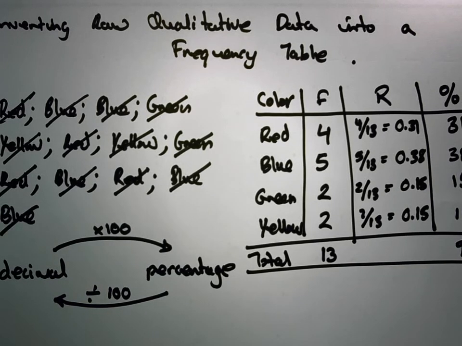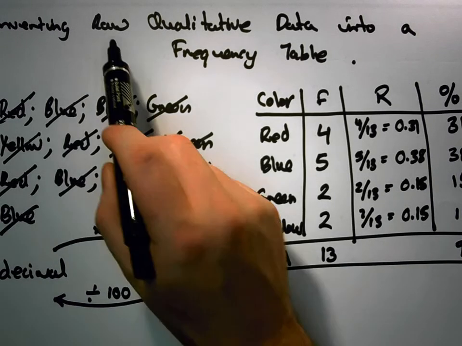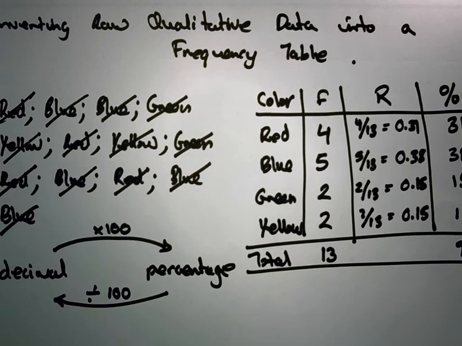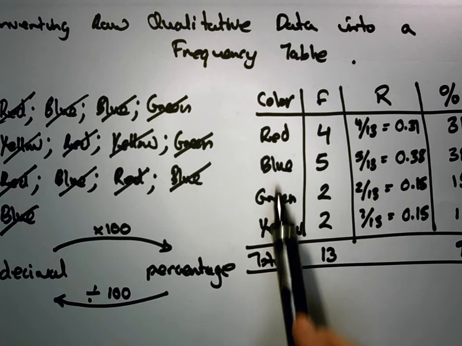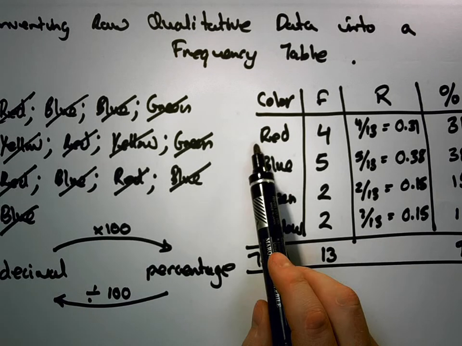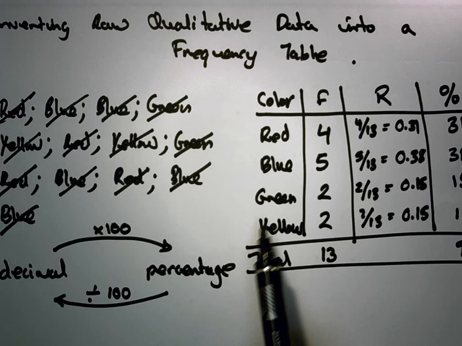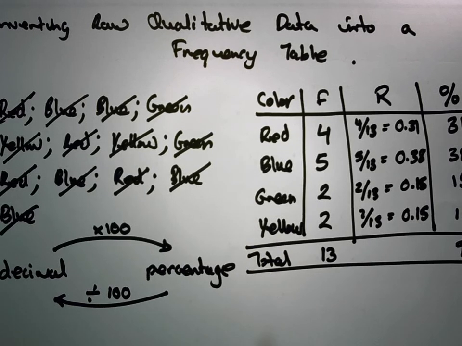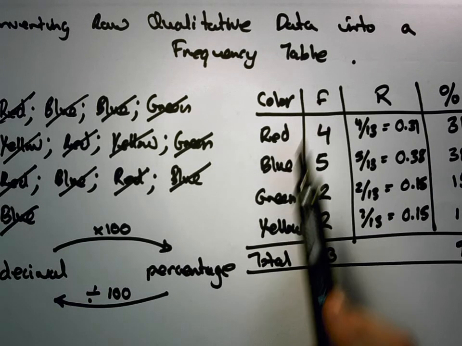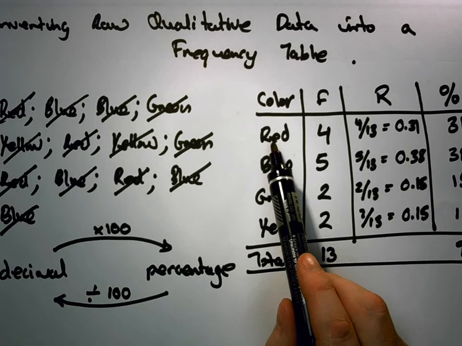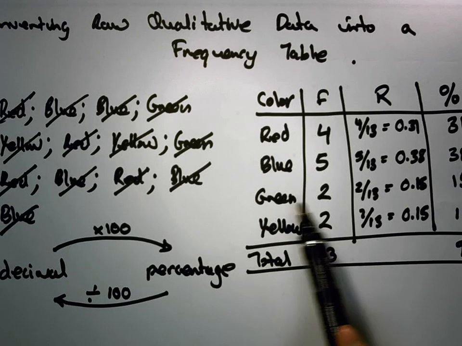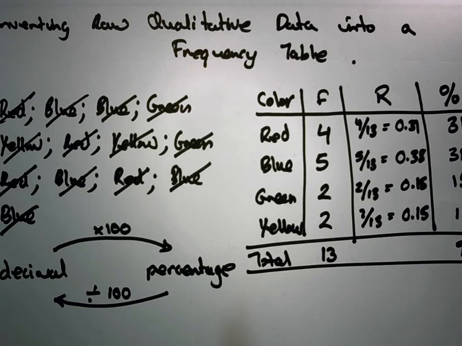Okay, so this particular talk covered converting raw qualitative data into a frequency table. We have raw data. The frequency table has two columns initially. The first column is the variable that we're measuring, and we list under that the responses that occurred in the experiment. The second column represents the frequency. That's how many times each variable occurred in the experiment, and we can see that red occurred 4 times, green occurred twice, and so on and so forth.